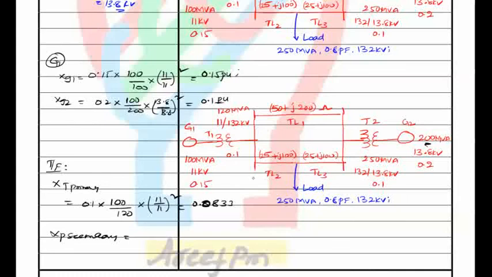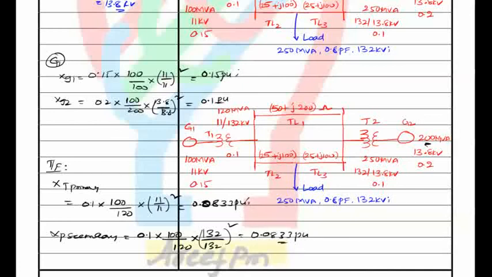Similarly, XT secondary is XT per unit 0.1 into MVA new value 100, divided by MVA old value 120, into KVB old. What is the secondary side KVB old value of the transformer? Here the KVB old value is 132 kV, divided by the new value 132, whole square, which gives 0.0833. So all are per unit values.